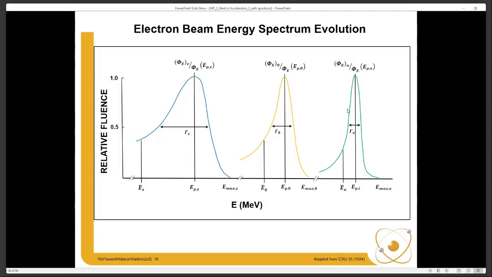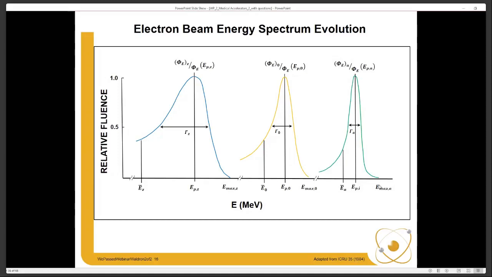On the right here in green, I've got EPA. So this is the most probable energy in the accelerator. And I think we're just in the window here, or leaving the machine, or at the window. And you can see we've got a gamma sub A. Gamma sub A refers to the full width at half maximum of the distribution. I'm going to say at the accelerator window, or just inside the accelerator window.